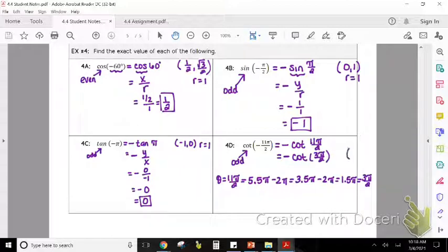So 3 pi over 2 has an ordered pair of 0, negative 1. It's on my unit circle, so r is 1. So we're going to have the negative. Remember, cotangent is x over y. So we get negative. Our x value is 0. Our y value is negative 1. And we end up with 0 still as our answer. All right, so that's 4.4, guys.